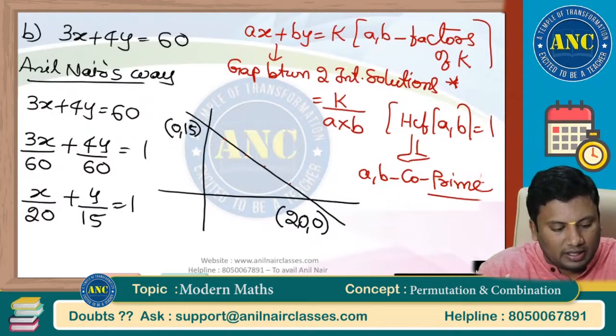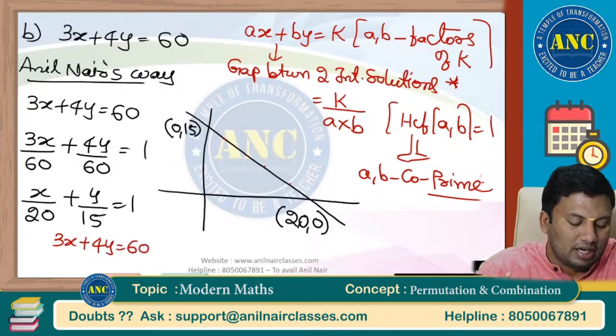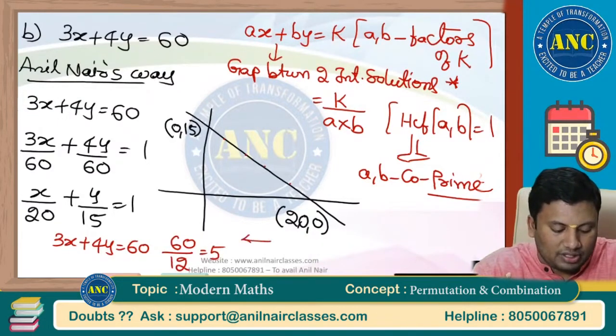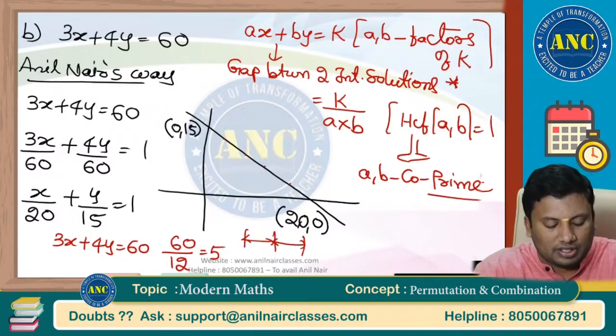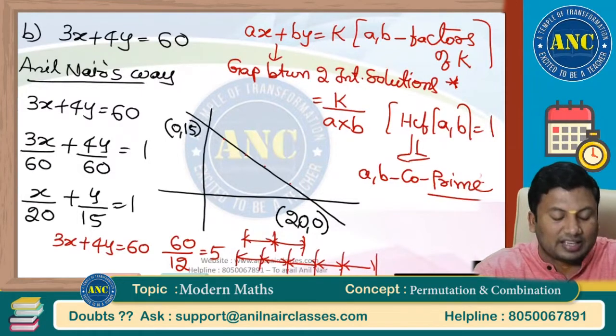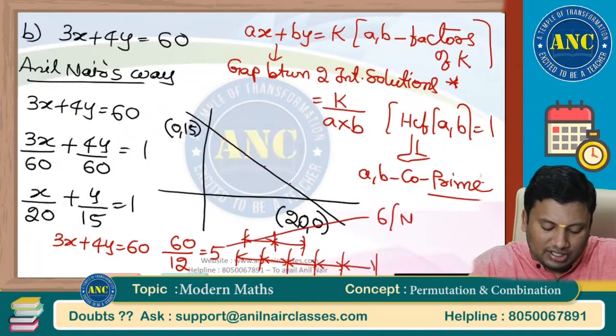The question is 3x plus 4y equals 60. k by a into b is 60 by 12, which is nothing but 5. 5 gaps are there. Suppose there are 2 gaps, how many solutions do I get? 3 solutions. Suppose there are 5 gaps: 1, 2, 3, 4, 5. 1, 2, 3, 4, 5, 6. How many solutions are there? 6. So just by looking at the question itself, you will get the answer.